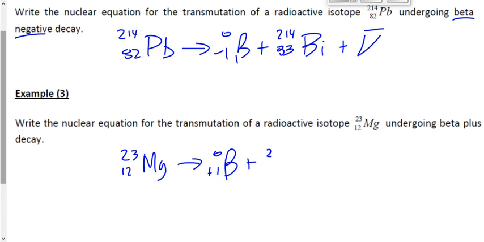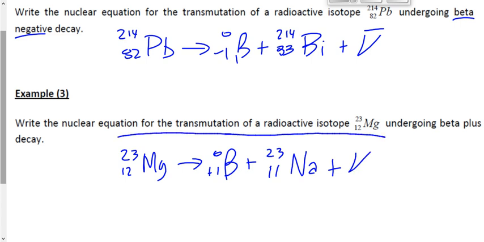Zero plus 23, 1 plus 11, and I forget what that is. What's atomic number 11? Sodium. Plus something else. Luke, what else do we got there? The V thing, yeah. This time we've got a neutrino produced. Yeah, I don't know where that comes from.